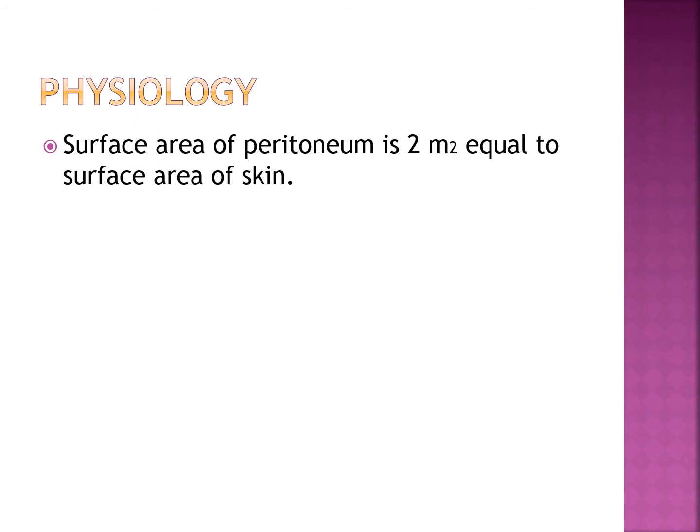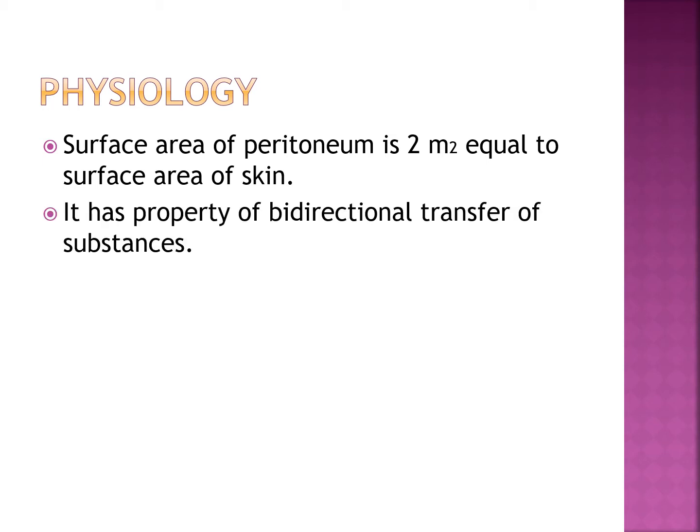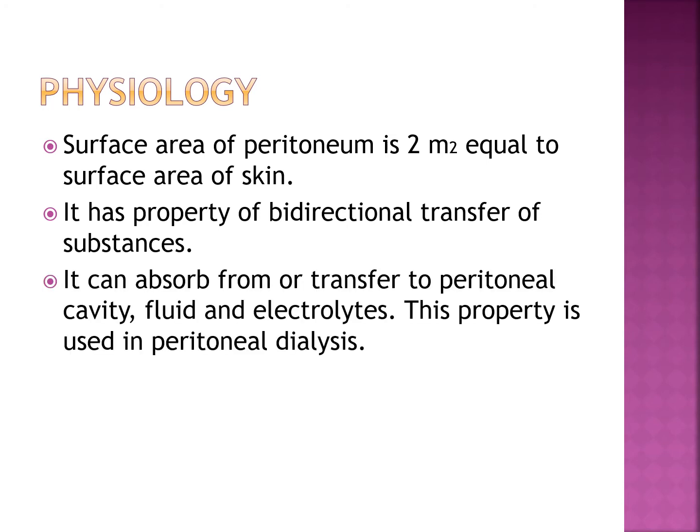A brief physiology about the peritoneum. The peritoneum has a very wide surface area that's equal to the surface area of the skin, which is about 2 square meters. And it has the property of bidirectional spread of substances. This means it can absorb and secrete fluid from the peritoneal space. And this is the principle of using the peritoneum in peritoneal dialysis in patients with chronic renal failure.